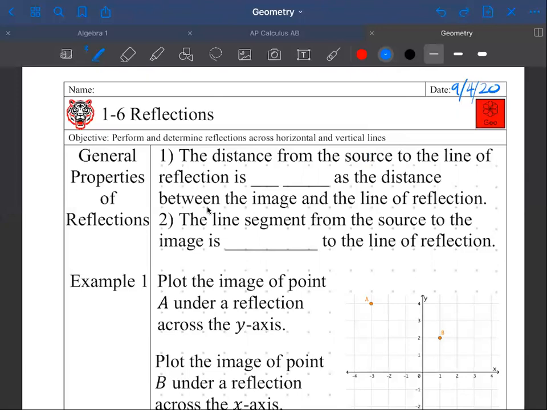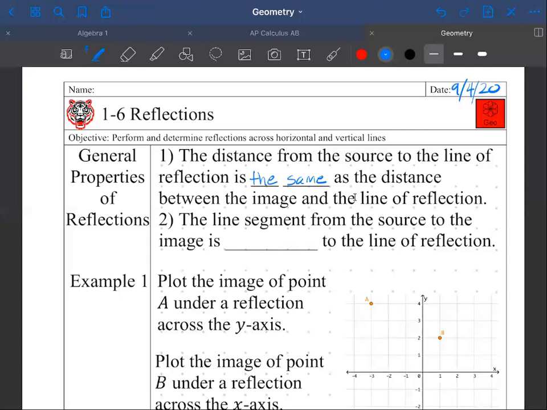Okay, so let's just go over some general properties. The distance from the source, that's your starting image or your starting point or shape, to the line of reflection. You're always reflecting over a line. The distance is, and you want to take a guess at this? The same, yeah. So I'll come down here, say the same, is the same as the distance between the image and the line of reflection.